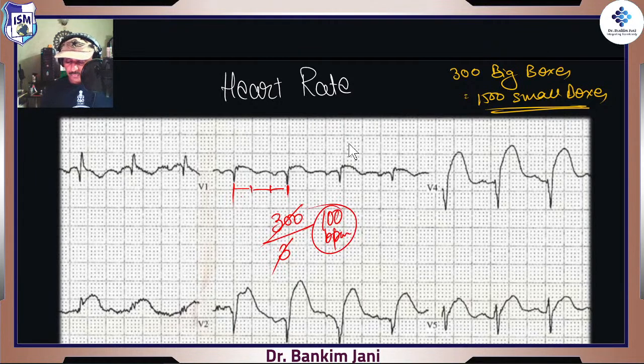But when we want to really go accurate, we'll say that no, they are not big boxes, they are small boxes, 14 of them. So in that case, you divide 1500 by 14.